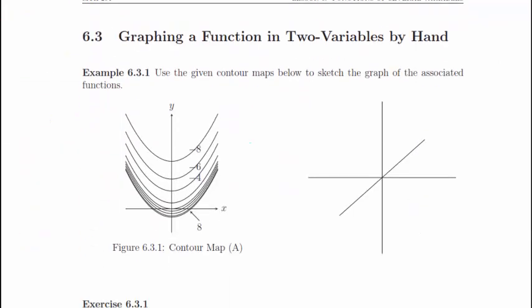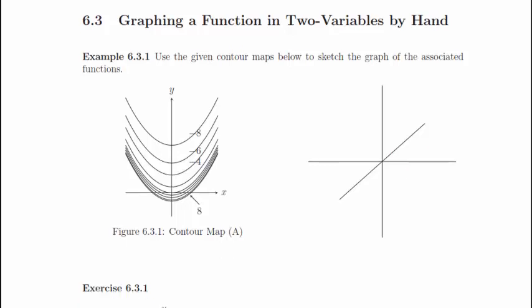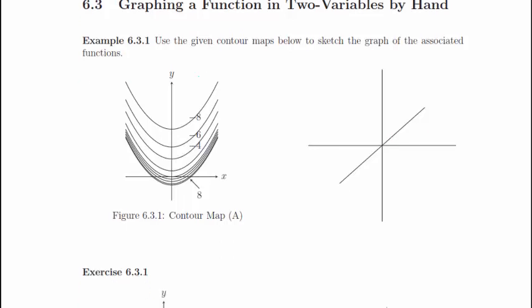Scrolling down. Section 6.3, graphing a function in 2 variables by hand. So we're not going to get into a ton of detail. What we really want to do is extrapolate a contour map that we have in the x and y plane and try and draw a picture of what it looks like in 3 dimensions. So I'm going to look at example 6.3.1, use the given contour map below to sketch the graph of the associated function. So let's just take a look.